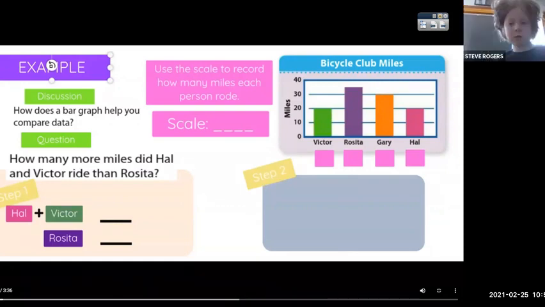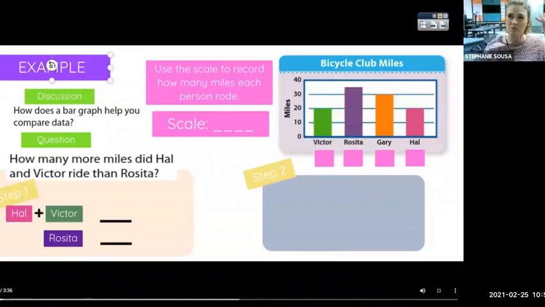Thank you, Steve. So in our heads we would have to go, okay, 30, that's bigger than this one, but that's smaller than that, and that's a lot to hold on to. A bar graph makes a pretty picture for us. It lets us see it right in front of our face, like, oh, Rosita has the most. I don't even know how much Rosita has yet, but I know she has the most. Okay, look here. Hal and Victor are tied. I don't even know how much Hal and Victor have yet, but I know that they're tied. So it gives us quicker access to that information.